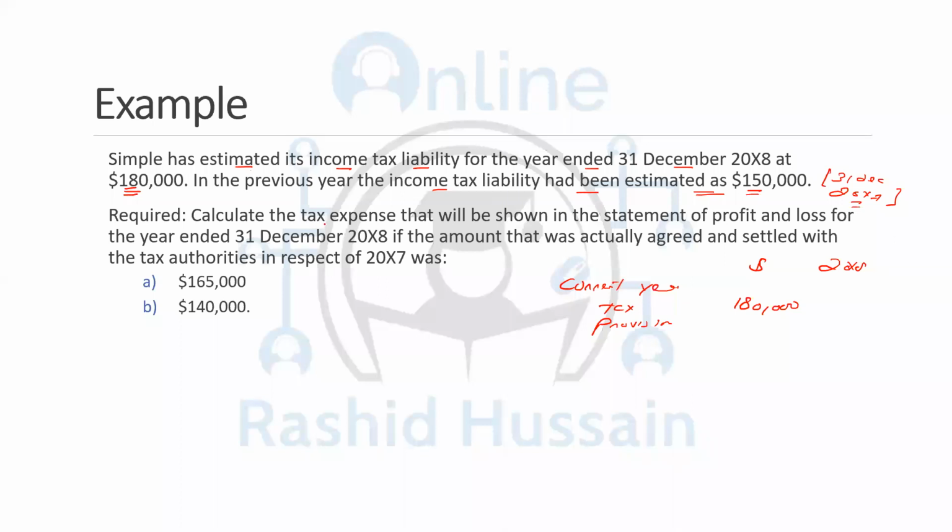What is the requirement? Calculate the tax expense that will be shown in the statement of profit or loss for the 31st December 20x8. This is the year we are currently talking about. So this is the current year tax charge, 1,80,000, which is your current liability. If the amount that was actually agreed and settled with the tax authority in respect of 20x7, what was the estimated tax of 20x7? It was 1,50,000. And they say the actual figures of 20x7 were 1,65,000.